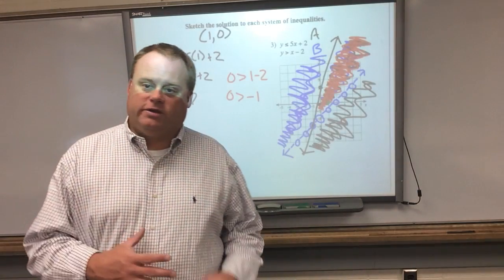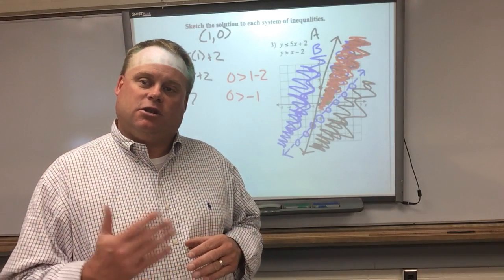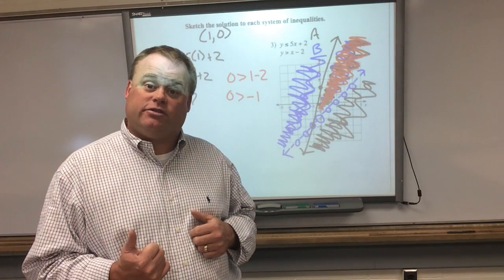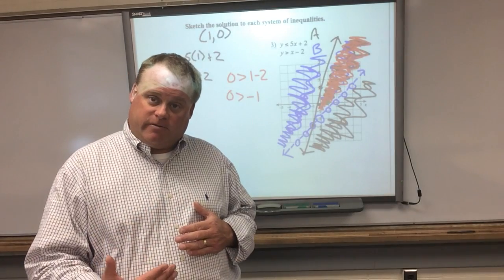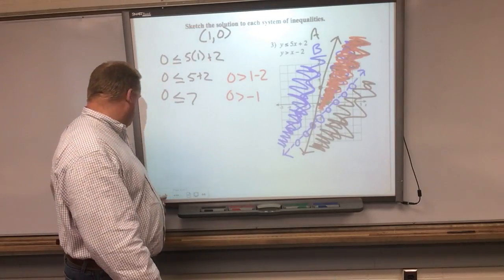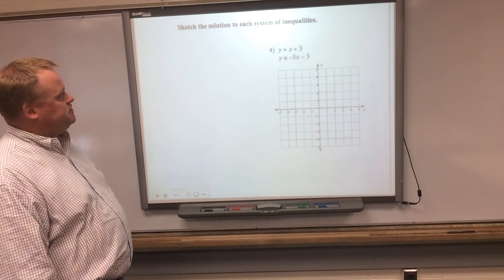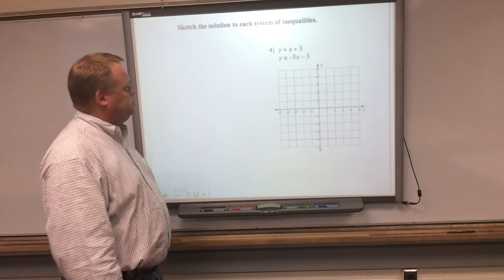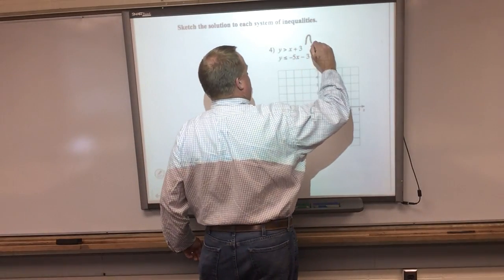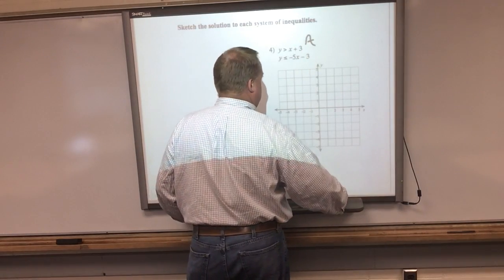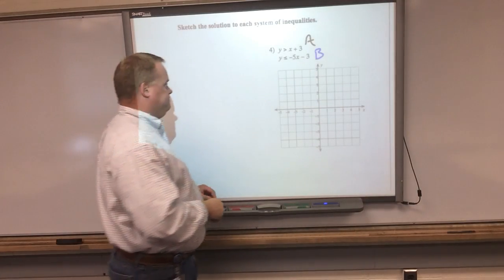Before I move on, always a reminder to you: if I'm going too fast for you, please pause it, slow it down, rewind, do whatever you have to do to make sure that you stay with me, understanding everything we're doing. Okay? Number 4: y is greater than x plus 3, and y is less than or equal to negative 5x minus 3. I'm going to label them A and B, and I'm going to go ahead and graph them.